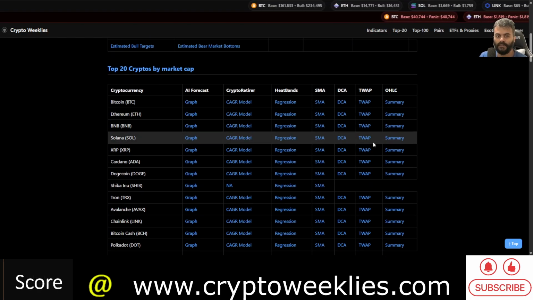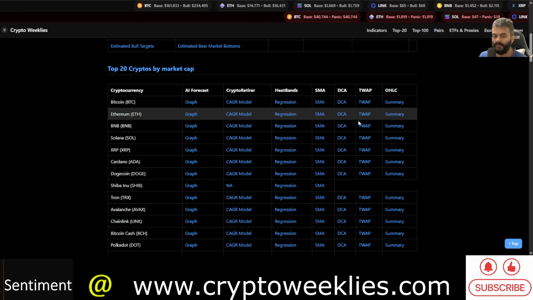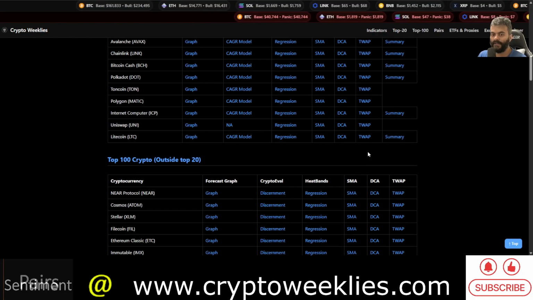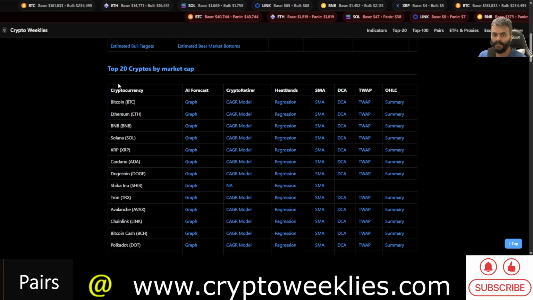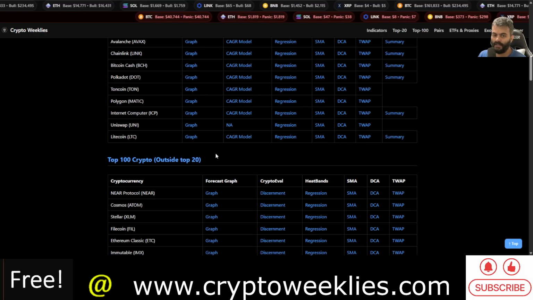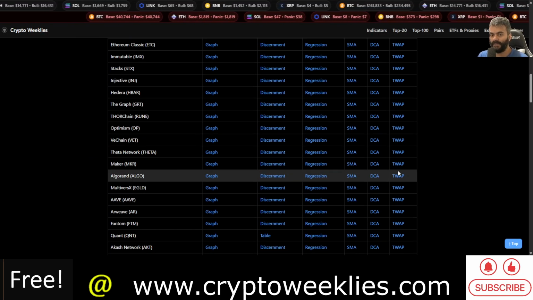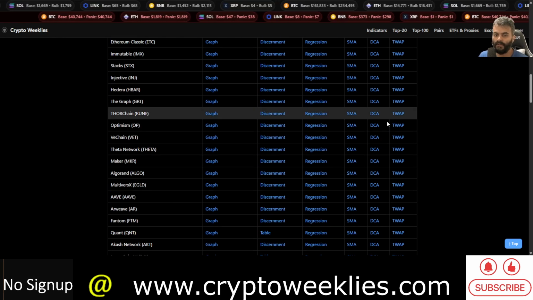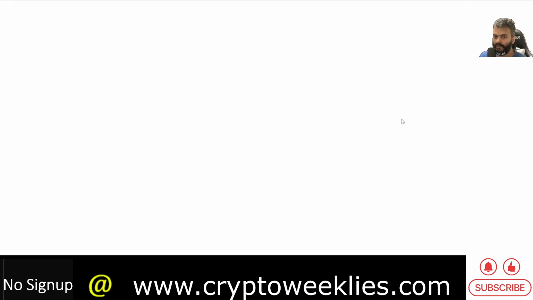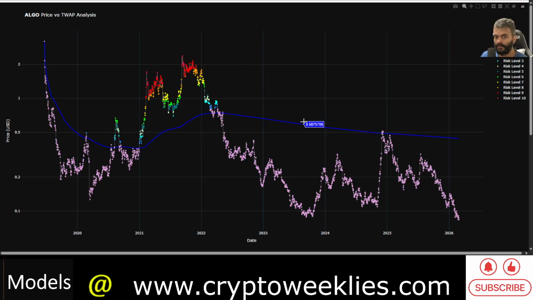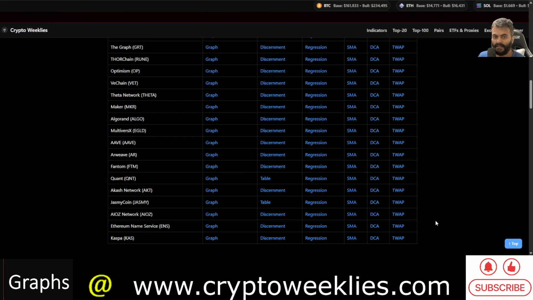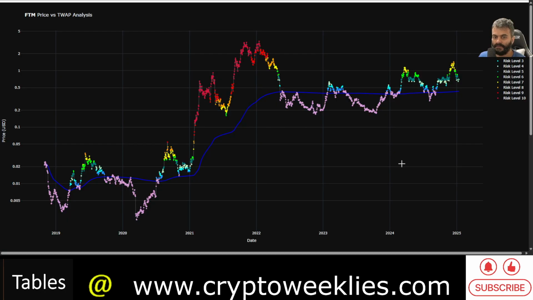Again, you can check out the time weighted average price model for Sol. Another note: the top 10 to 20 cryptos by market cap are sorted differently, and the ones outside the top 20 but in the top 100 also have that time weighted average price model. For example, for assets such as Algo over here, you can see that the slope of the time weighted average price is going down with time and not up with time. That's the reality for most of the cryptos over here.